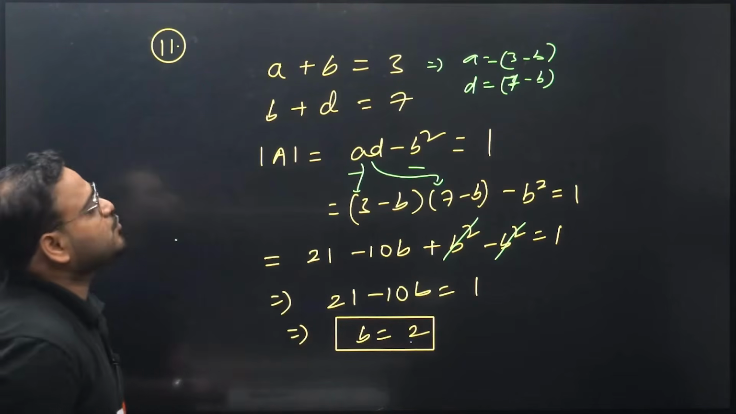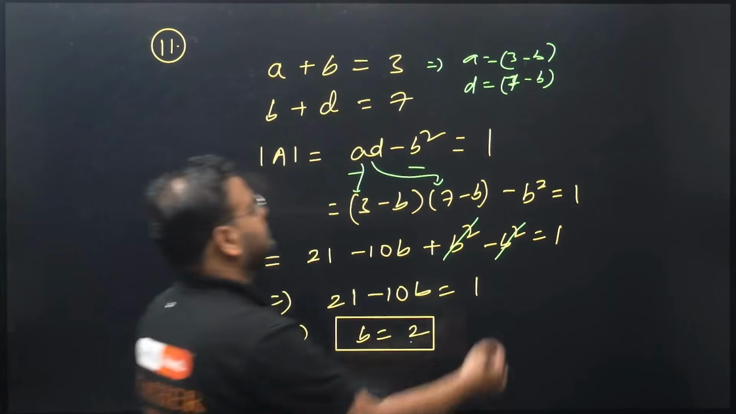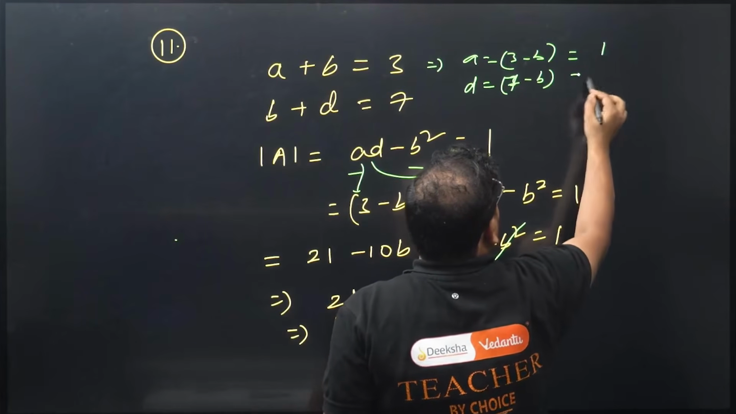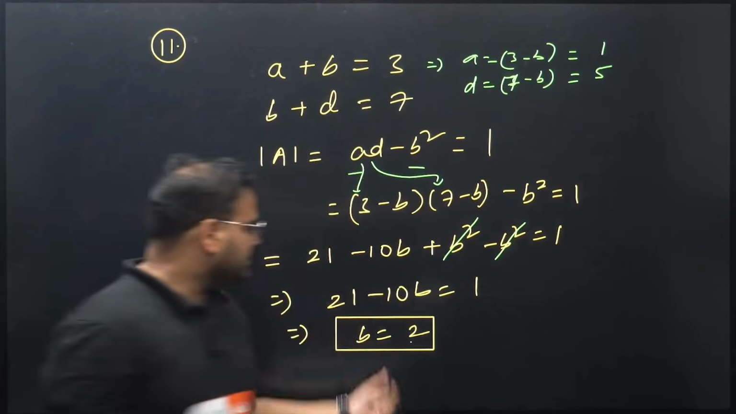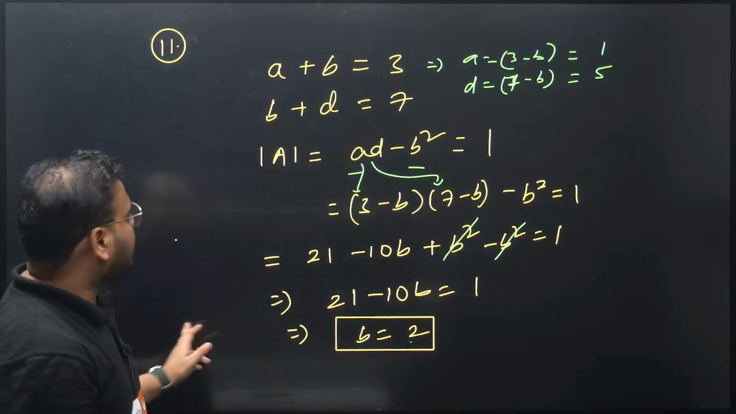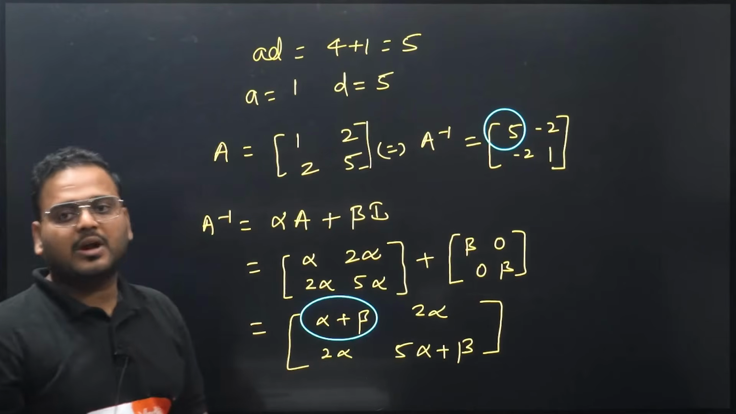If the value of B is 2, I can find the A value, which will be 1, and the D value will be 5. Please check. B is 2, so 3 minus 2 is 1 and 7 minus 2 is 5. So now we have the matrix. We have the matrix as 1, 2, 2 and 5.